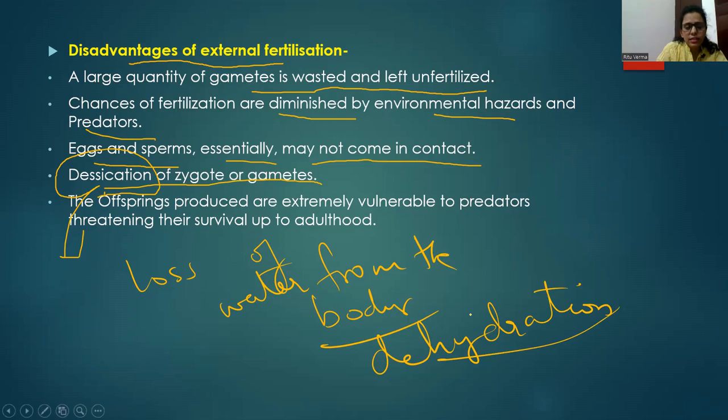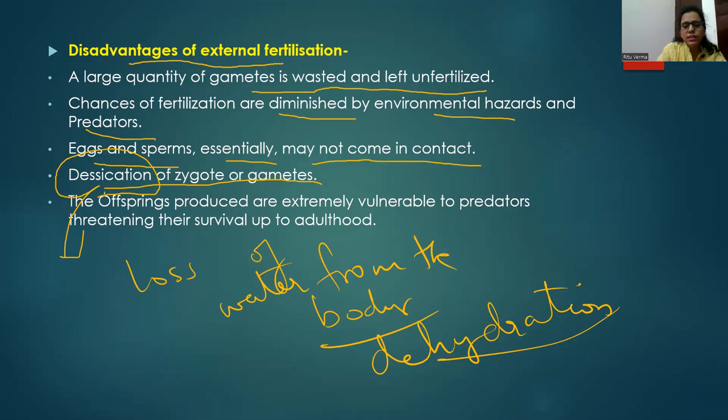So what happens is, these gametes might lose water, or if the gametes fuse and produce a zygote, the zygote, because of certain factors, might lose water. It might desiccate. And you know that water is a universal solvent. It's very important. It's present in each cell for all the metabolic reactions. Without water nobody can survive.